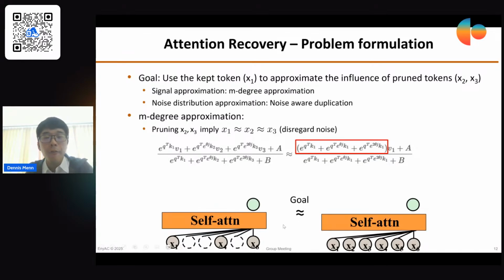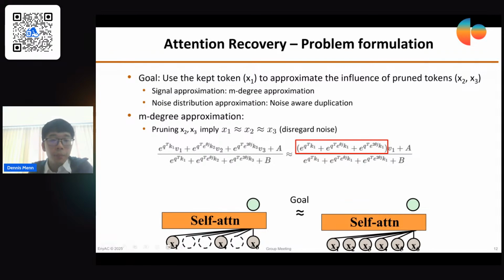And the goal, as I mentioned before, is we want to use capped tokens to approximate the influence of pruned tokens. So in this case, we have x1 capped, x2 and x3 pruned. And this approximation can be separated into 2 components: signal approximation and noise distribution approximation. For signal approximation, we propose a solution called M-degree approximation. And for the noise distribution approximation, we propose a technique called noise-aware duplication.